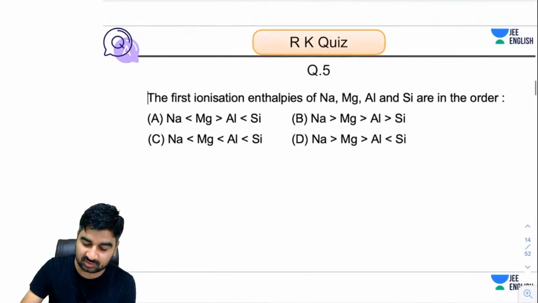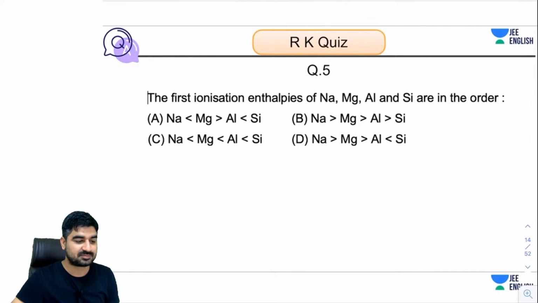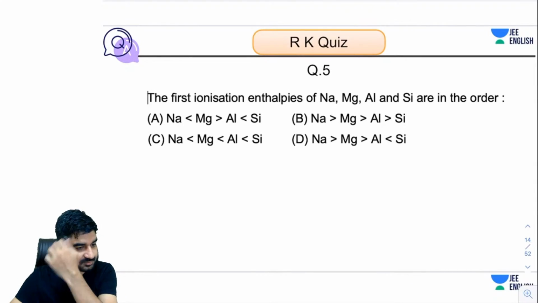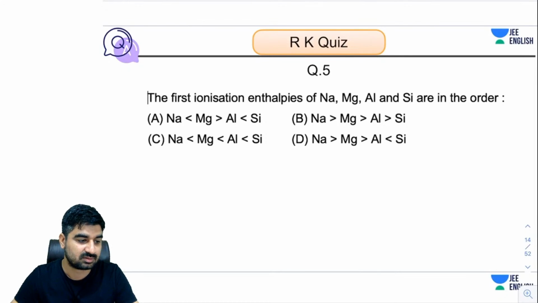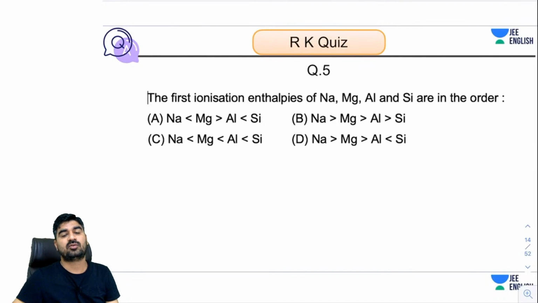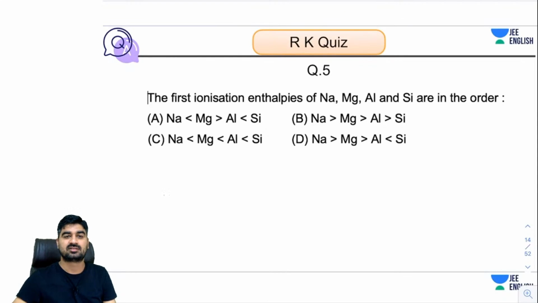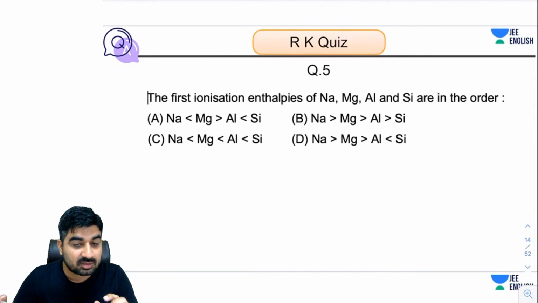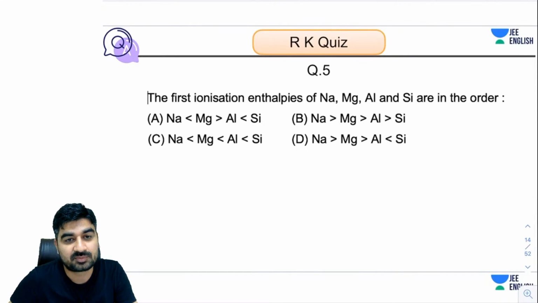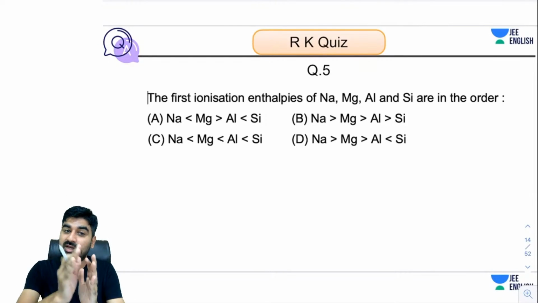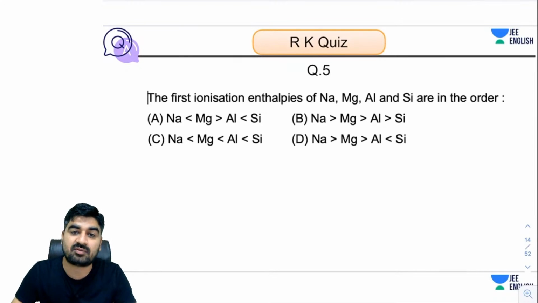And the next question on the screen is this. Now do it. The first ionization enthalpies of Na, Mg, Al and Si are in the order. Just solve it. Find it. I always tell you that every time you are attending my class, you should always have a copy and pen with you. Otherwise, you are wasting your time. Just make proper notes. I am teaching you everything in such a way that you are not going to get stuck anywhere till your advanced exam.